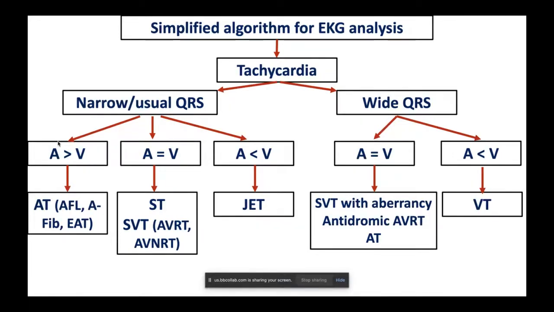So I hope this algorithm helps. So every time I look at an EKG, the first thing I look at, what is the QRS and what is the relationship of the P to the QRS, or atrium to the ventricle? And then if you think about it that way, it makes it a lot simpler.